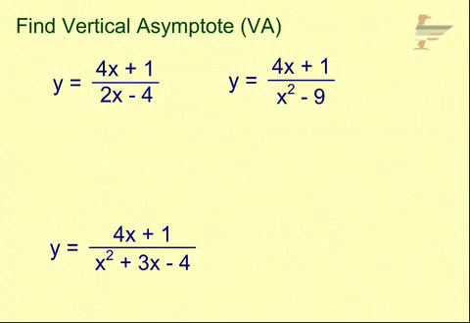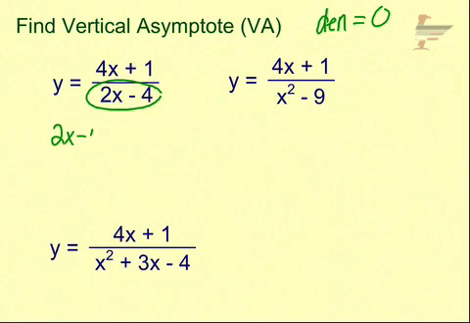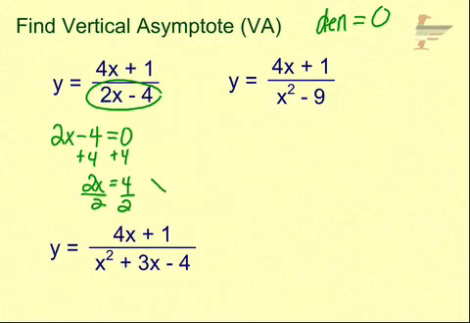To find vertical asymptotes of these rational functions, we are just going to take our denominator and set it equal to 0. So in our first example, we find our denominator and we say 2x minus 4 equals 0, and then we just go through the process of solving for x. So in the end, we have x equals 2.